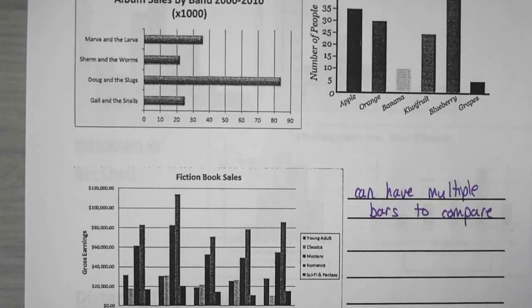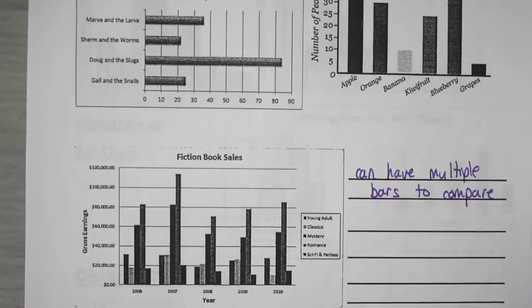So here, this would be young adult. These are the classics: mystery, romance, sci-fi, and fantasy. We're comparing book sales for different types of books. We can have multiple bars. So bar graphs are good for comparison.